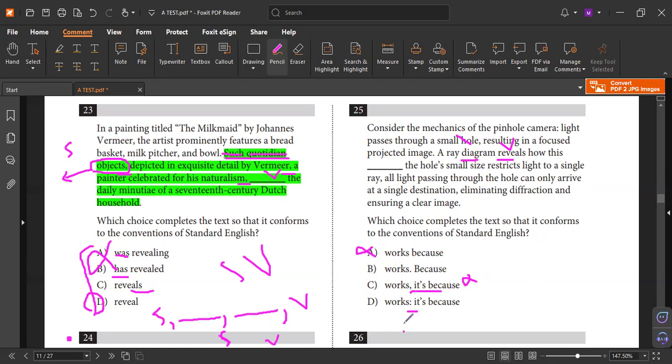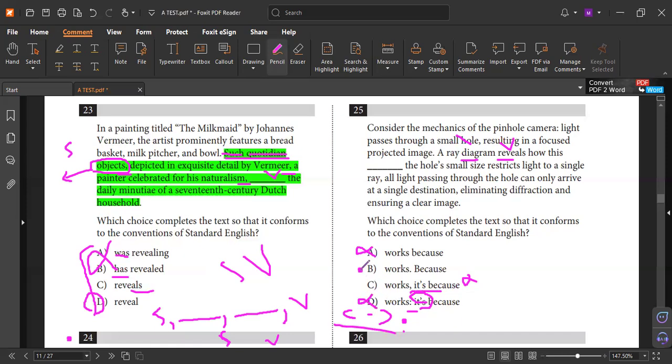Number one, we have the colon. Before, complete, yes. After the colon, it's an explanation. It's correct, but we don't need "it is." So it is redundant. So the punctuation is correct, but what comes after it is redundant. So letter D is wrong.